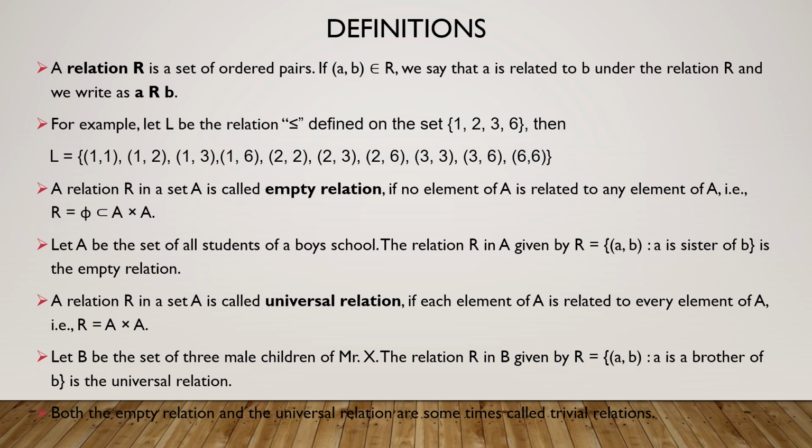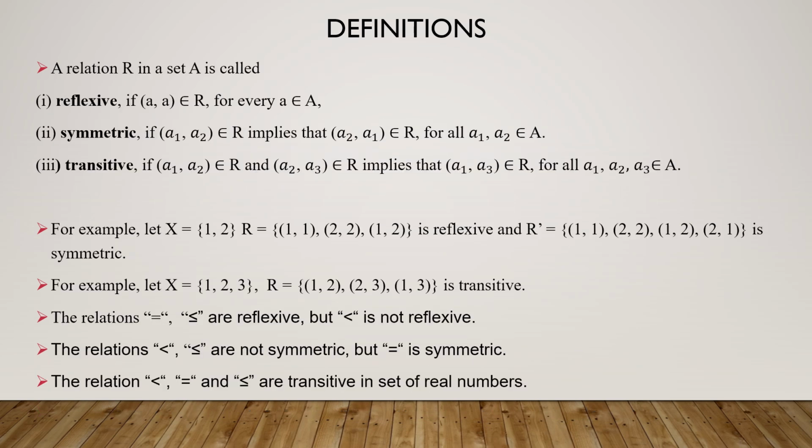Next we are going to study the important different types of relations. Now, 3 important types of relations. A relation R in a set A is called reflexive if for every element a, the ordered pair (a, a) belongs to R. That means every element is related to itself. It is called symmetric if (a1, a2) belongs to R implies that (a2, a1) should also belong to R for all a1, a2. It is transitive if (a1, a2) belongs to R and (a2, a3) belongs to R, then (a1, a3) should also belong to R.